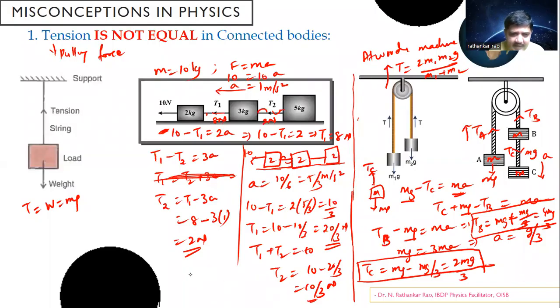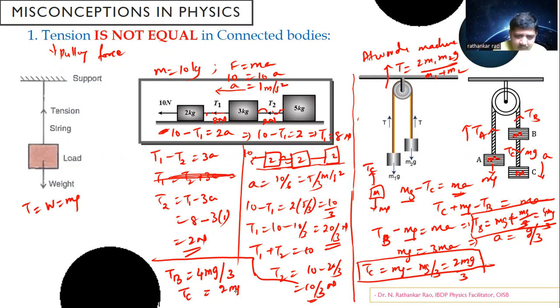So what do I need? I'll write it over here because I don't have space. Now I can say that Tb was equal to 4mg divided by 3, and Tc is equal to 2mg divided by 3. What is Tb here? Tb or Ta was equal to 4mg by 3. So this was more, right? 4mg by 3, and this is 2mg by 3.